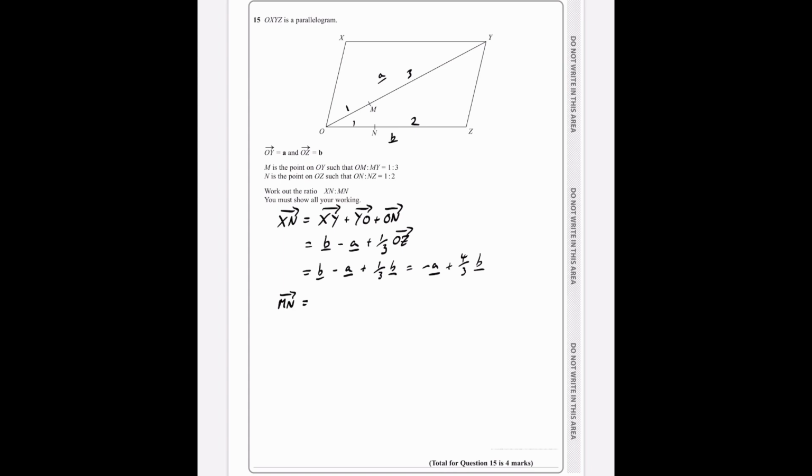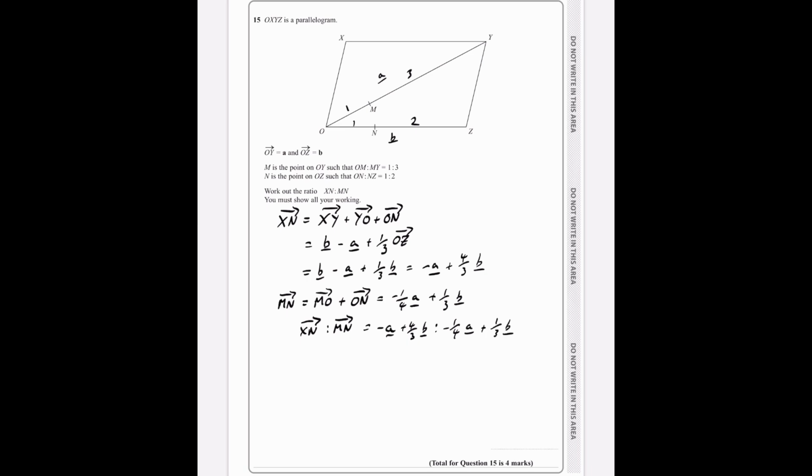For my MN, the path to go from M to N, I'm going to go from M to O and then O to N. That's certainly the most straightforward way of doing it. MO is minus 1/4 a, ON is 1/3 b, and there's my vector MN. The question wants a ratio of XN to MN. So XN we've calculated to be minus a plus 4/3 b, and MN we've calculated to be minus 1/4 a plus 1/3 b.